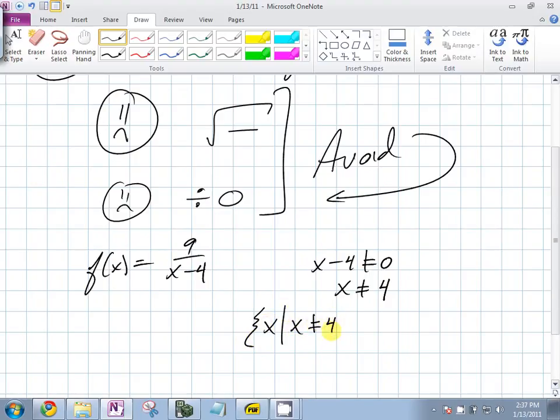How many people have seen something like that before? It might be new. Some people might have seen it. This means the set of all numbers such that x does not equal 4. In this case, all real numbers. That bar means such that.